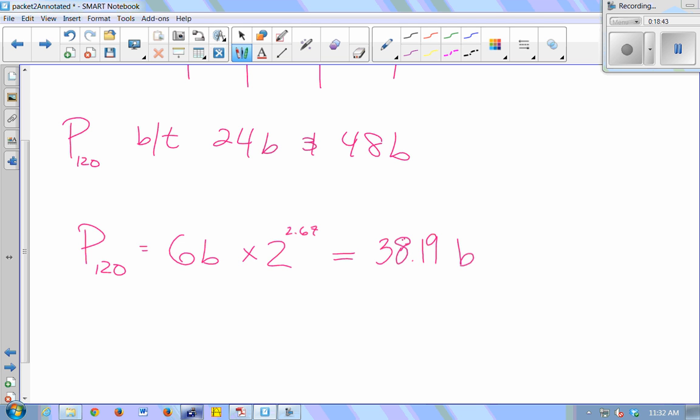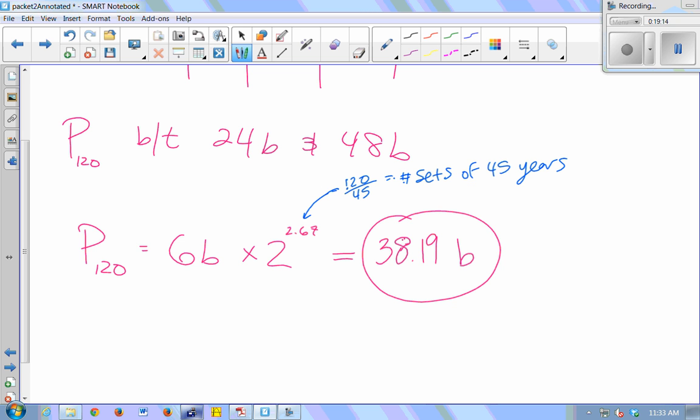Yeah, why, Stephanie? Because it's between 24 and 48. Yeah, we know it should be between 24 and 48. That is somewhere between there, so that number makes sense. So this number, my exponent, I found by taking the number of years that had passed and dividing by 45. Right? This is the number of sets of 45 years, which you get by doing a division. 120 years divided by 45 years, and that tells you the number of times you need to double.